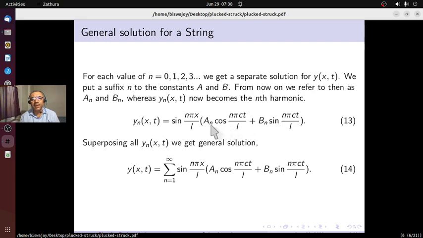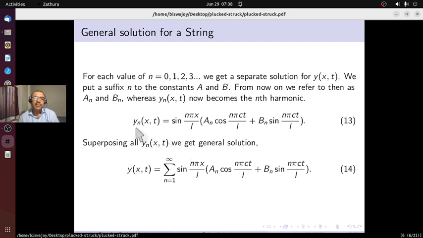L)]. Here these constants a and b have got suffix n because this is the solution for the nth harmonic. And these constants also have dimensions, because this is a number, this is a number, this is a number, and this has dimension of length. So an and bn should have the dimension of length.